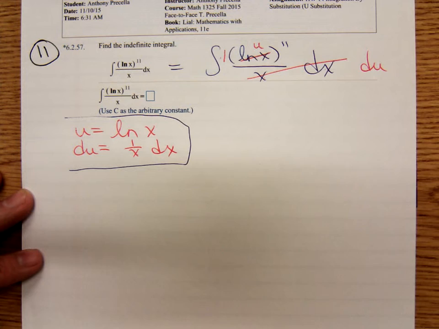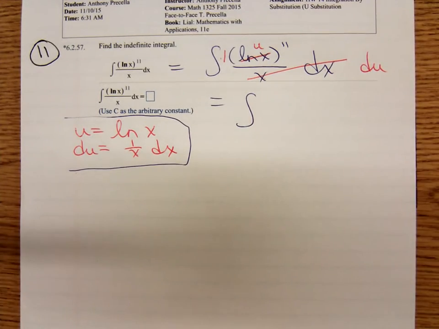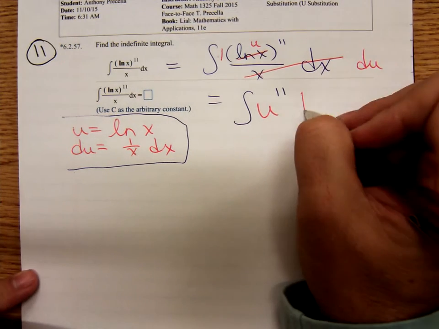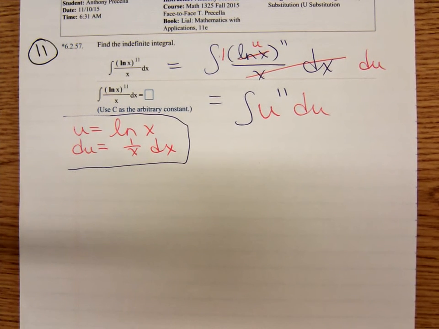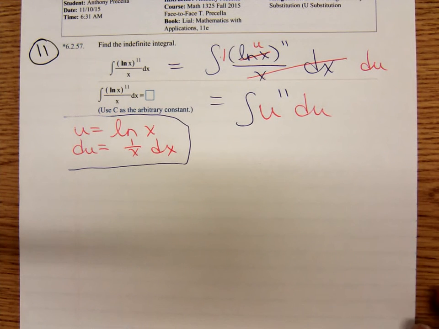So all we have to do is anti-differentiate. We have u to the 11th du. Any questions on those substitutions there? Now if we didn't have that 1 over x, that divided by x there, we'd have a problem. I'll tell you that much right now. We'd have trouble. But remember, u substitutions don't always work, but they are the most powerful tool you have for anti-differentiation.